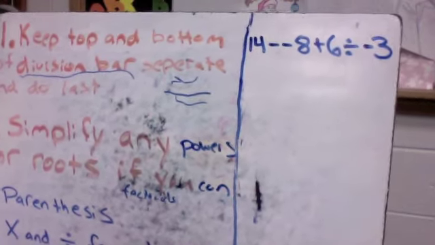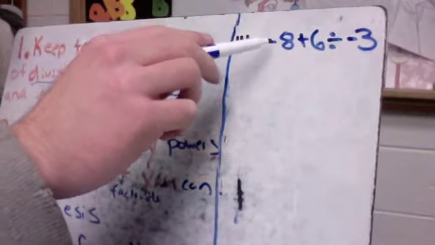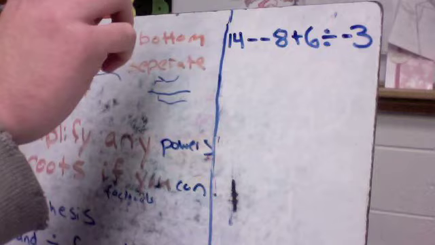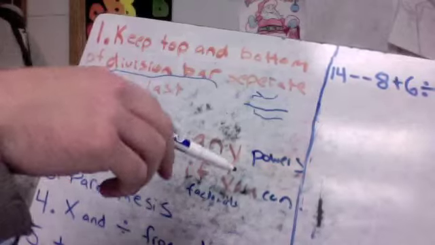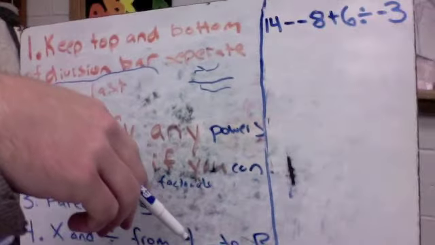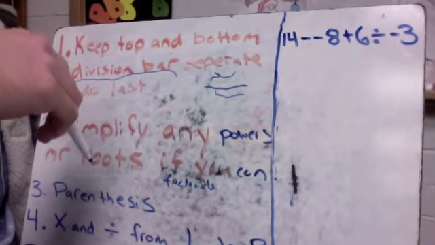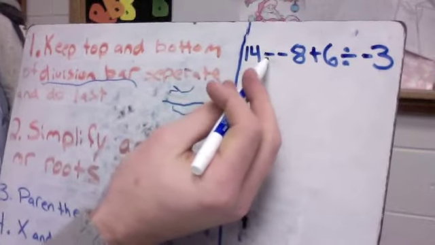All right, last one I think we'll take a look at here, and then I'll just let you get to work. We have 14 minus a negative 8 plus 6 divided by negative 3. Okay, no division bar. Simplify any powers or square roots. We don't have any powers or square roots, but I do see something on here that we can make a lot more simple. This right here.